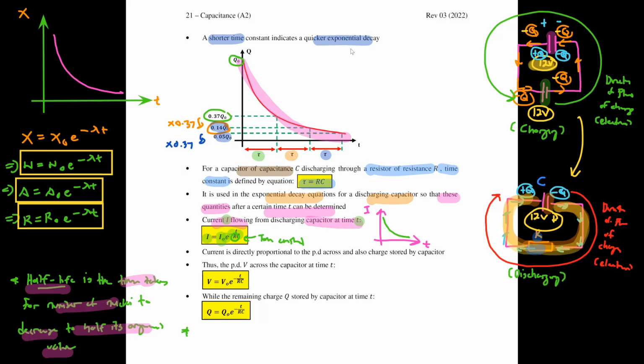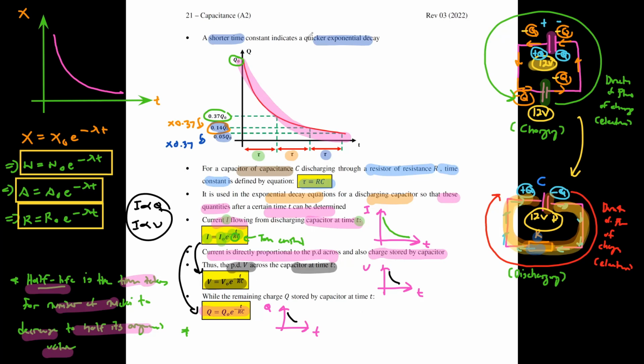Then, you know that current is directly proportional to PD, and current is also directly proportional to charge. So the equation can be modified so that the PD across a capacitor at time t will be V equals V naught exponential negative t over RC, and charge will be Q equals Q naught exponential negative t over RC. I can do this because the graph shapes are essentially the same. V versus t and Q versus t all follow an exponential decay curve like this. And since I is proportional to Q, and I is also proportional to V, I can make this kind of conclusion.